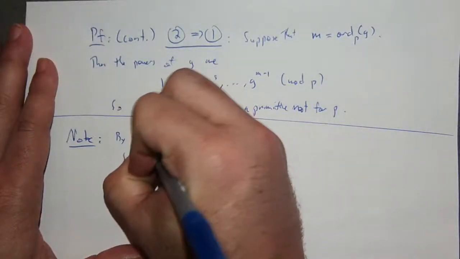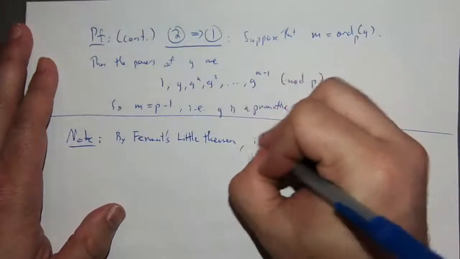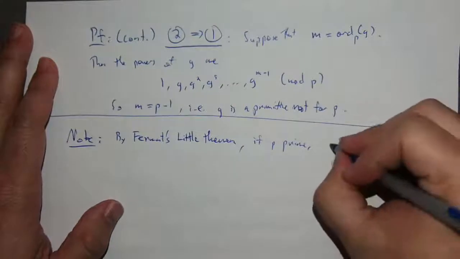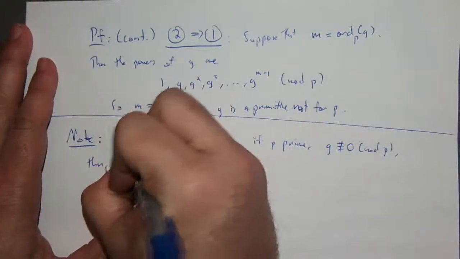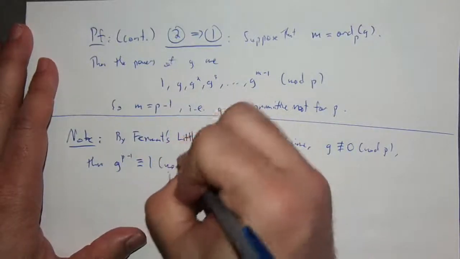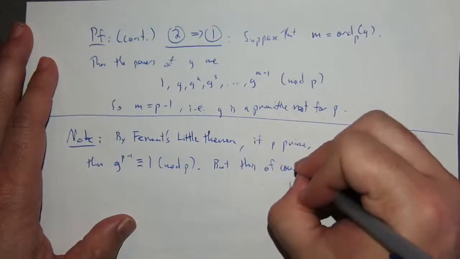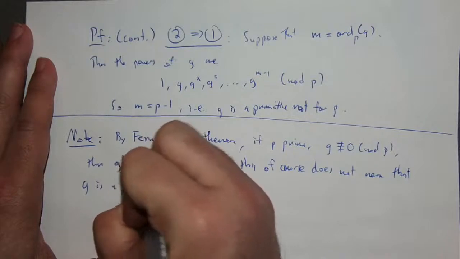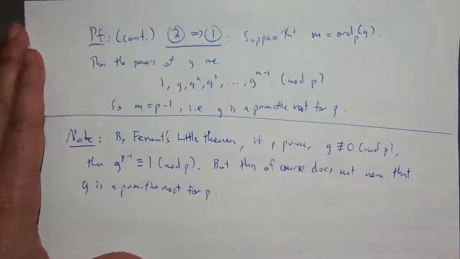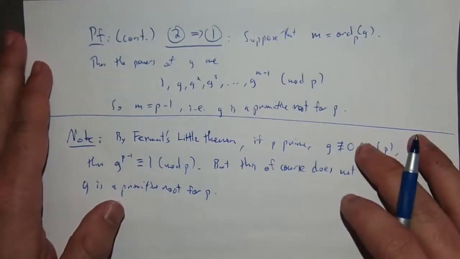By Fermat's little theorem, if P is prime and G is not congruent to 0 mod P, then G to the P minus 1 is congruent to 1 mod P. But this, of course, does not mean that G is a primitive root for P. It wouldn't be very interesting in that case because this describes every integer that's not congruent to 0 mod P. So if this were actually true, saying that something was a primitive root wouldn't be saying too much at all.